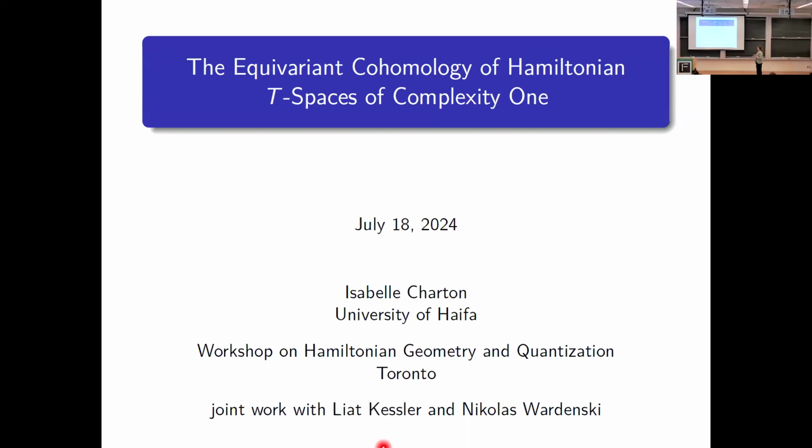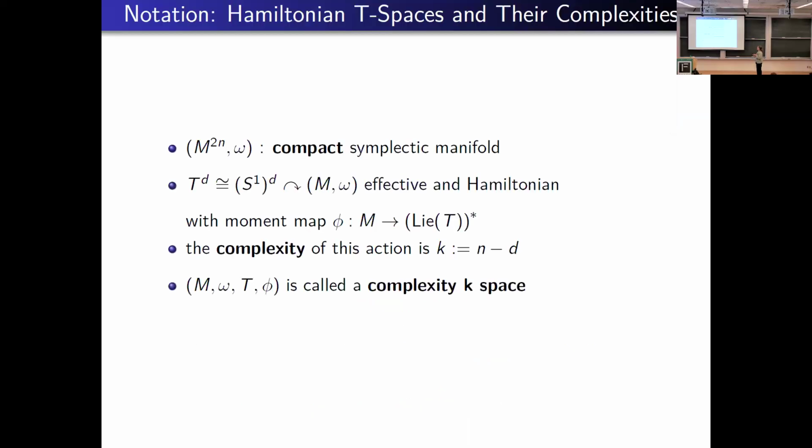I'm going to talk about results which are mainly joint work with Liat and also with Nicholas. Let me start with a notation. In my talk, a Hamiltonian T-space will always be a compact symplectic manifold. I will always assume that the manifold is compact and also connected, and that we have an effective Hamiltonian action, and the action comes with a moment map.